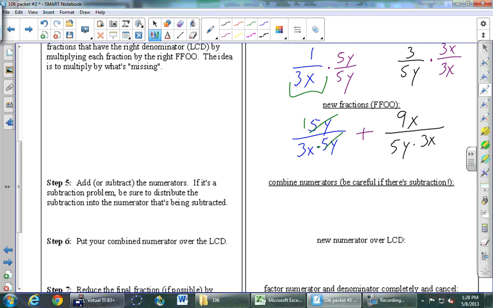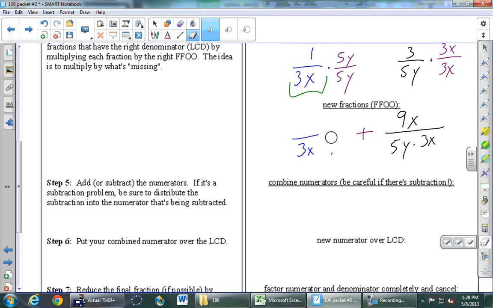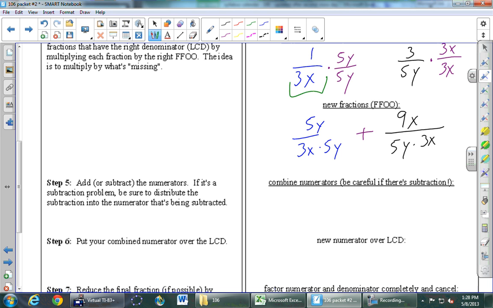Okay, so can we cancel the 5y's? Absolutely, but that would be going backwards. We did all this work in order to make it so that these two fractions here have the same denominator. Do you see that this fraction and this fraction both have the same denominator, 3x times 5y? You're always going to have this opportunity to cancel. I can absolutely cancel that x with that x. I can cancel 9 and 3 and make 3 upstairs. But if you cancel, you're just going to go right back to where you started. So don't cancel. Avoid the temptation to cancel.